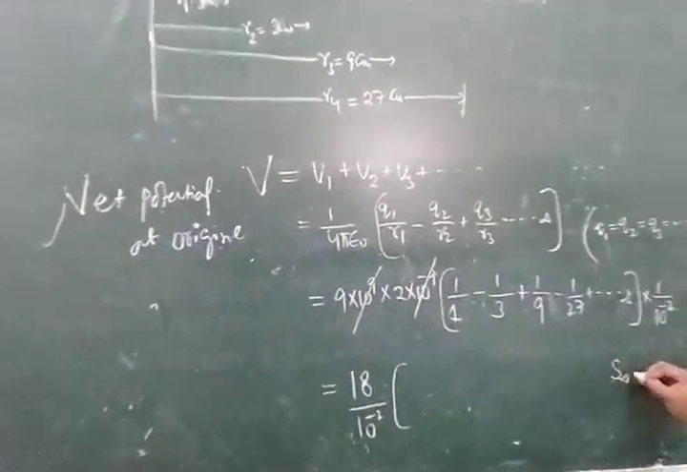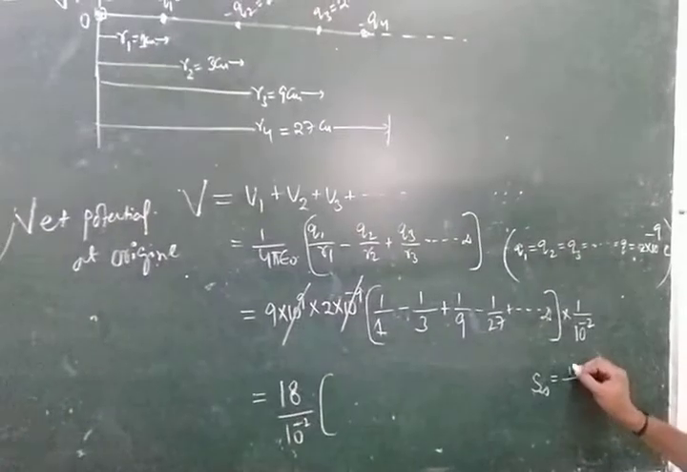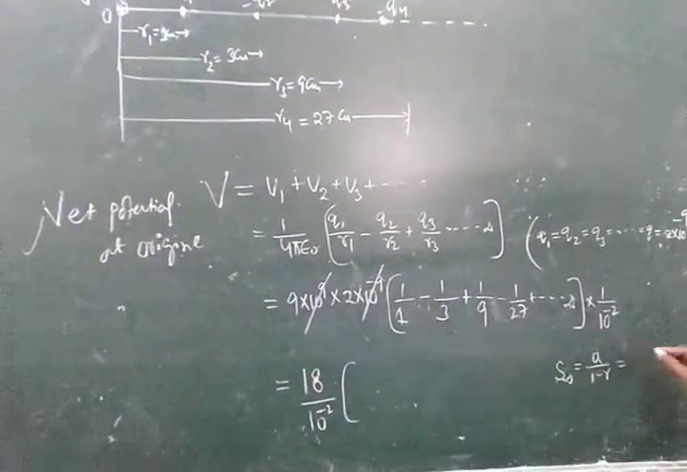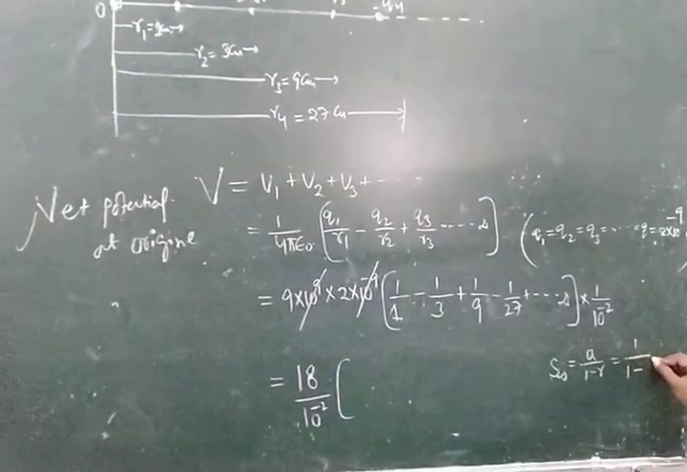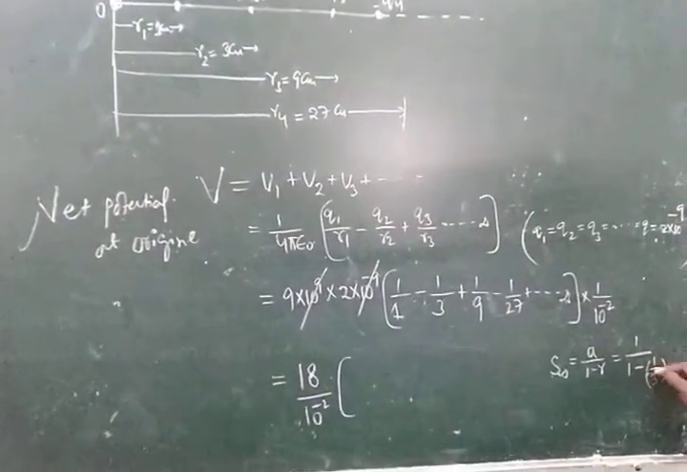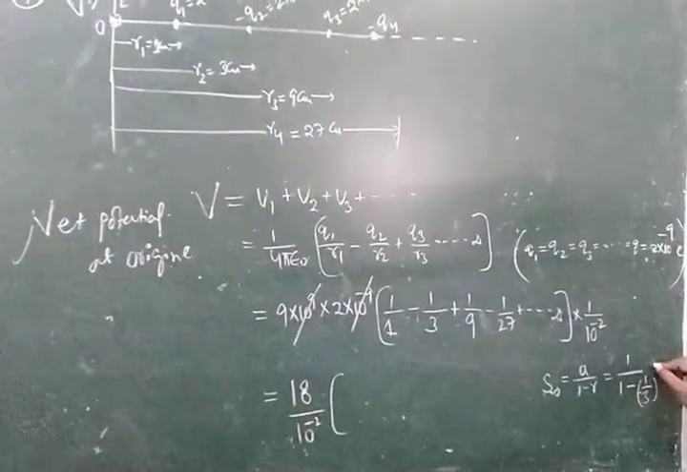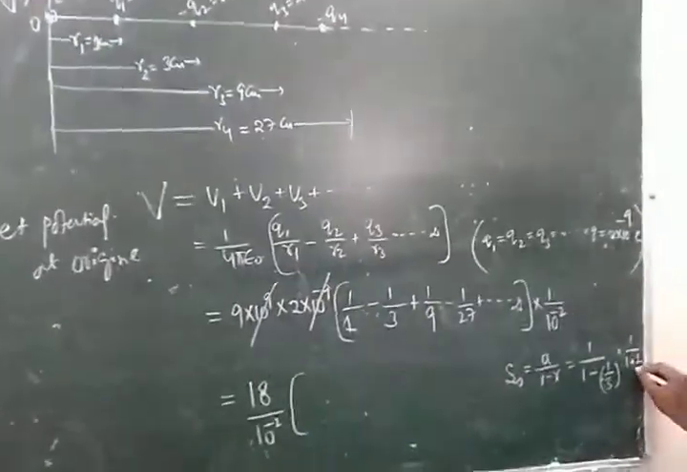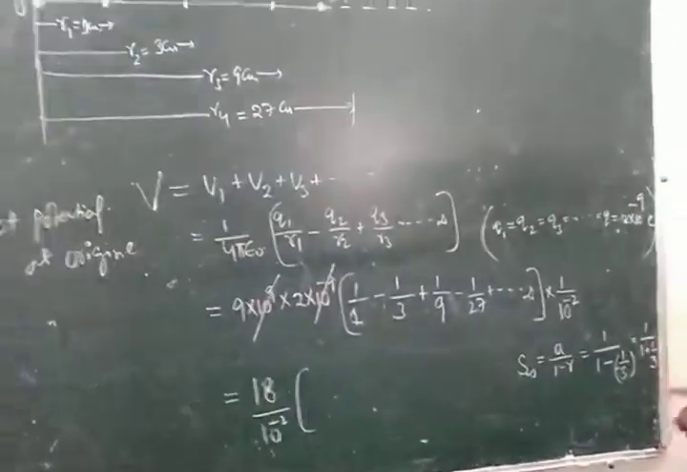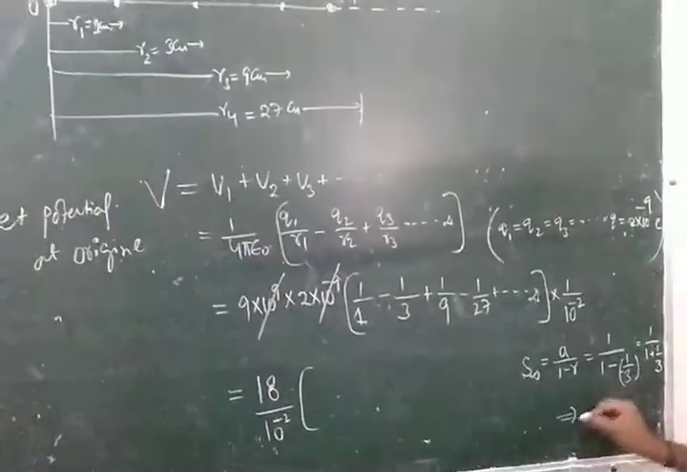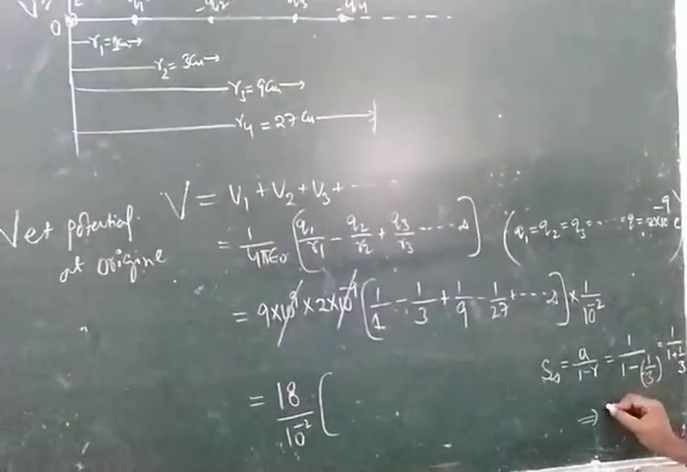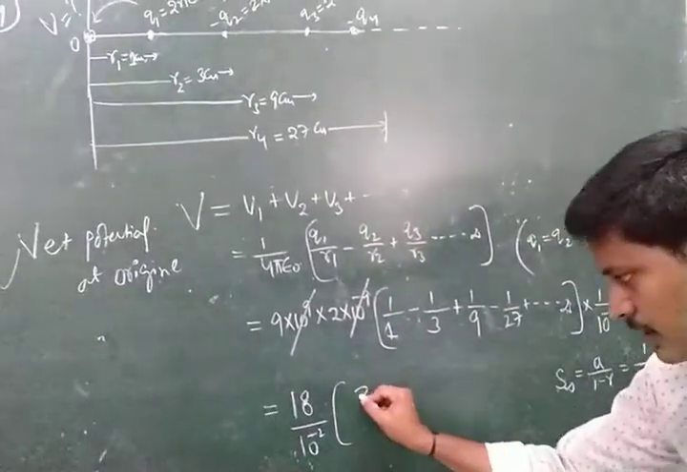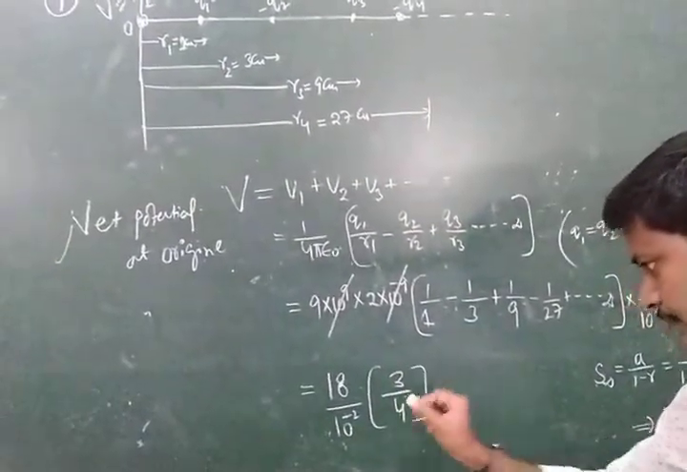Then the sum of these infinite numbers, the formula is A by 1 minus R. A is the first term, that is 1 minus of minus 1 by 3. Then minus of minus plus 1 by 4, 3. This is 3 plus 1, what is that? 4. Here 3 taken to the numerator, 3 by 4. This value can be substituted here, 3 by 4.